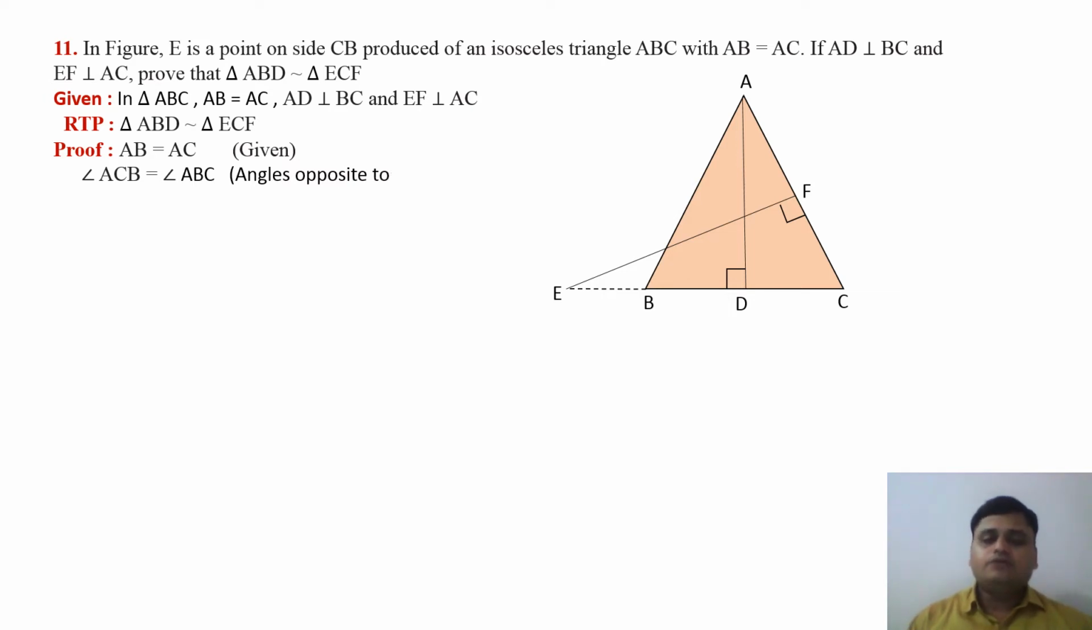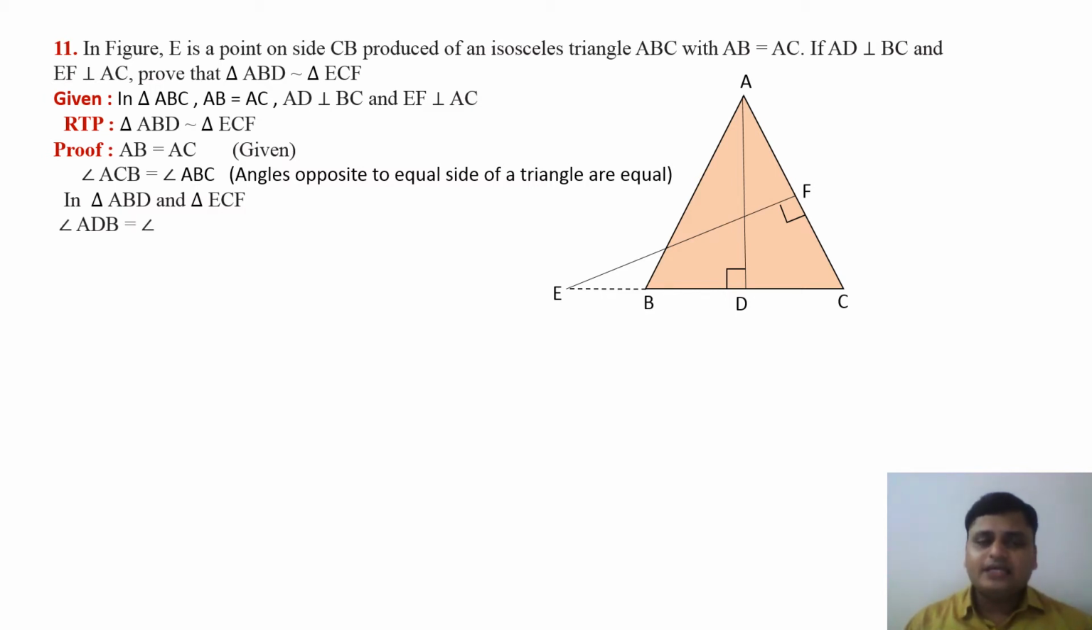Okay. Now we will take two triangles. One triangle is triangle ABD. Another triangle is ECF. In these two triangles, angle ADB is equal to angle EFC. Be careful, each is 90 degrees. And then angle ABD is equal to angle ECF. This we have proved above.